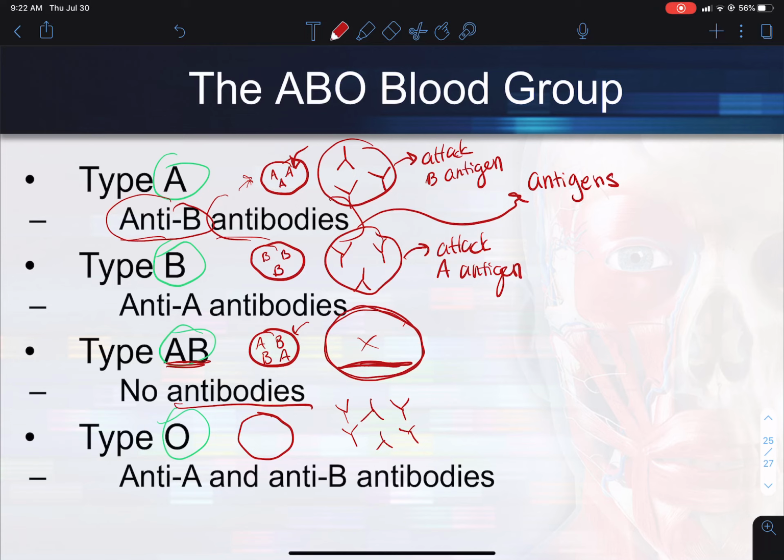And then type O blood is the exact opposite. Since we don't have any antigens on here, we want to protect ourselves from both A and B. So we're going to attack both A and B antigens. Okay.